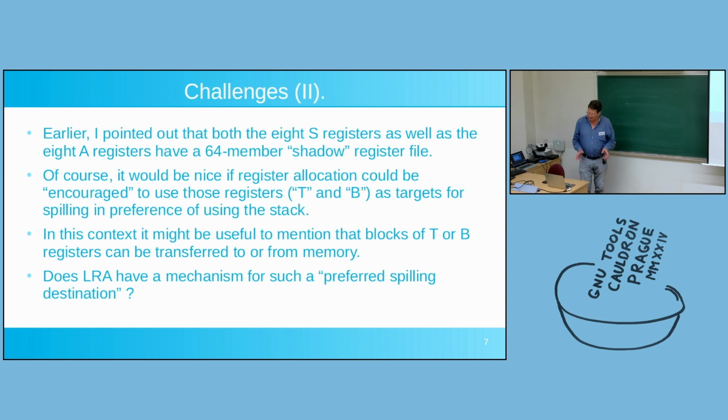Now another challenge, and that might not be that much of a challenge, is that the 8 S registers and the 8 A registers have 64-member shadow register files, where you can copy their contents to. Now it would be nice, of course, if the register allocator would know how to copy these registers to these shadow registers in case it needed the main register for something else. So what we call spilling. And perhaps this is possible. I don't know yet. I have to ask the person who actually wrote the LRA register allocator if this can be done. But that's a second challenge.